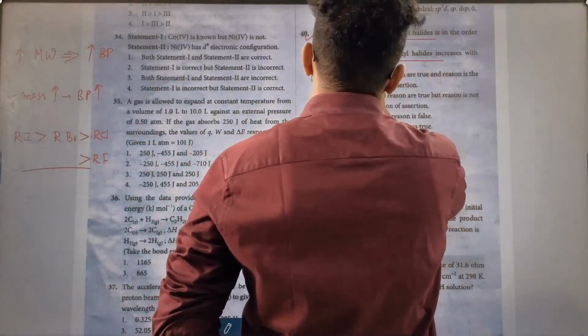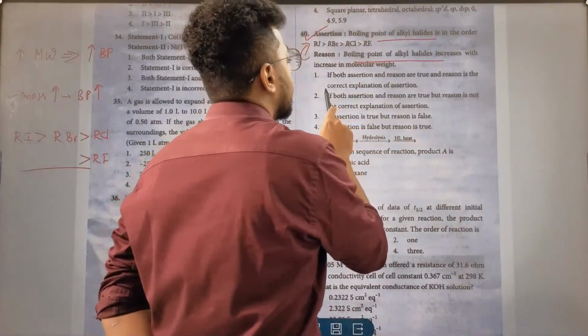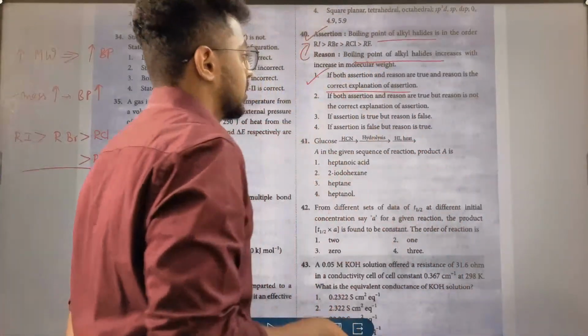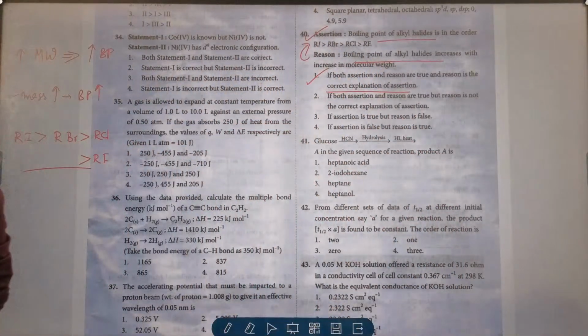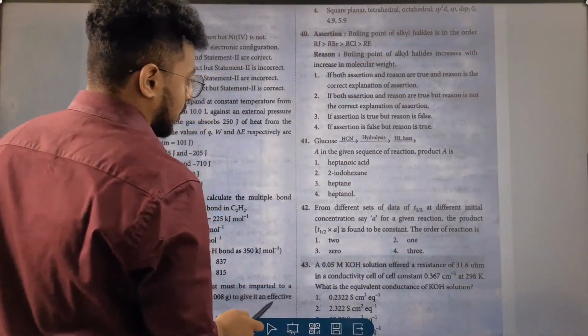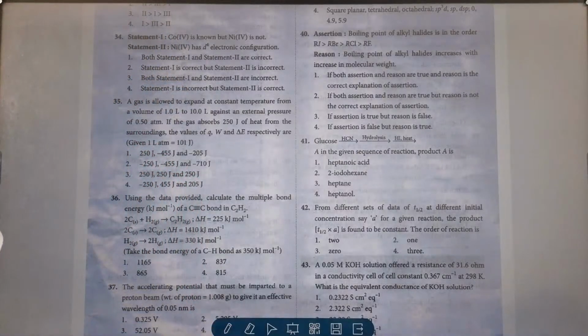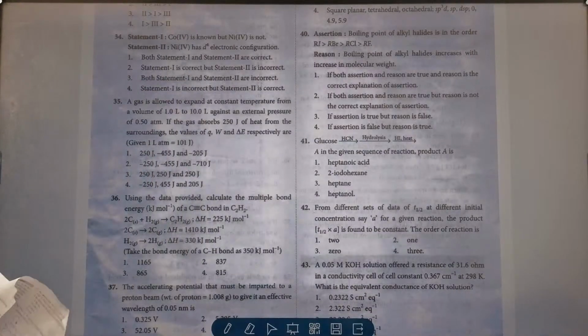and the reason statement is also correct, and it's also the correct explanation for the assertion. So for the 40th question, option 1 is the right answer. So moving on to the next question. Moving on to question 41.